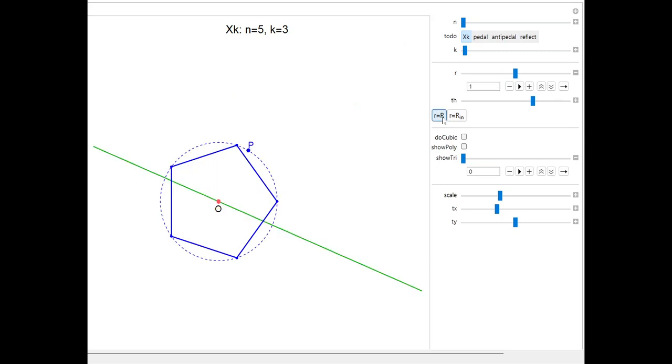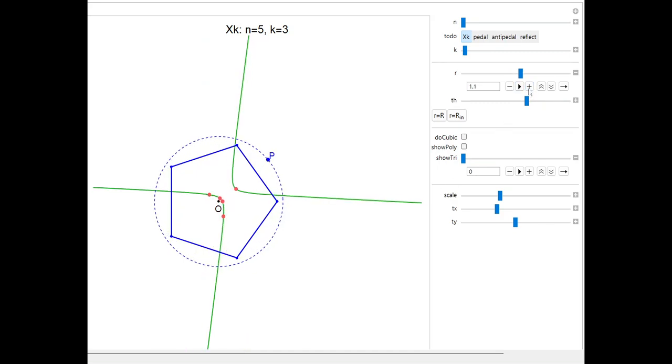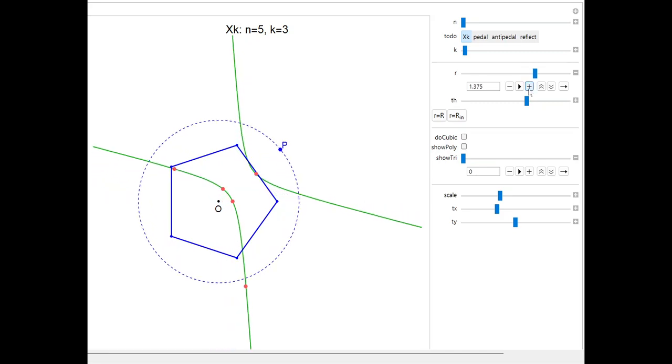Now if I'm on the circumcircle, I get a degenerate case where all my x3s, by definition, are going to coincide with O, so there's no parabola or conic defined here. Now if I'm outside of the circumcircle, I go back to this hyperbola case, okay, and so forth and so on.